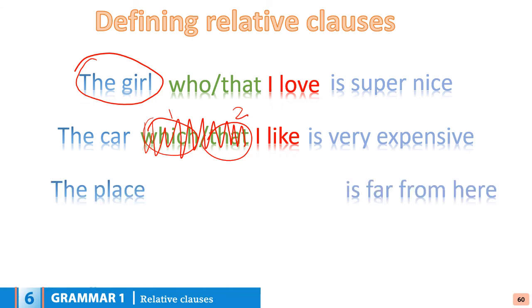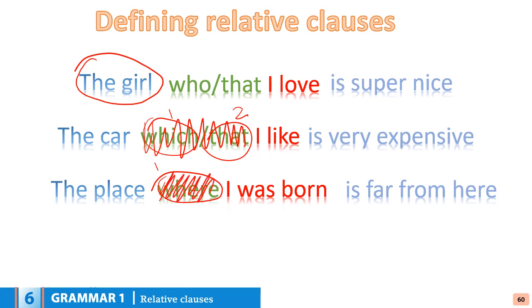The place is far from here. What place are you talking about? Where I was born. Now in this case you have only two options. You can say where, that's it, or you can remove it. The place I was born is far from here.